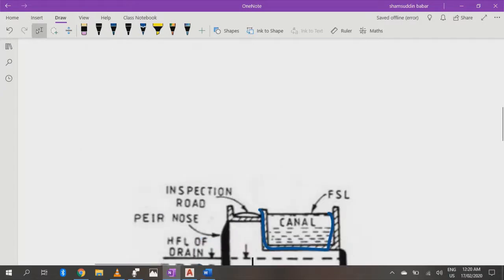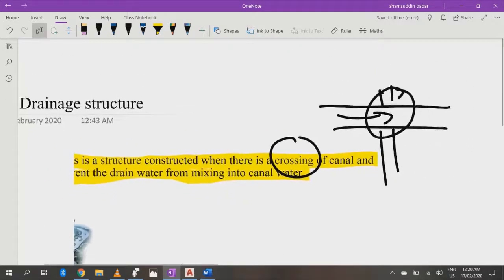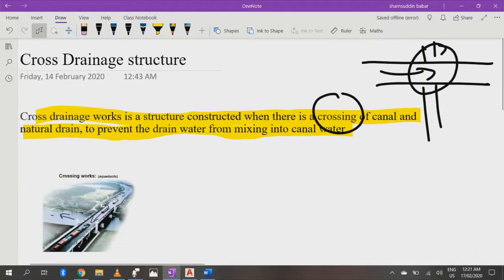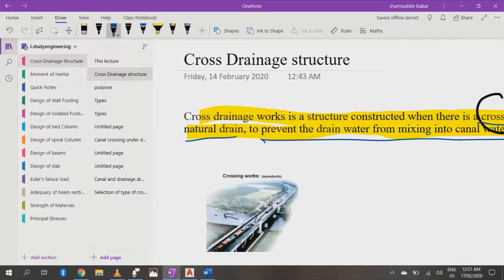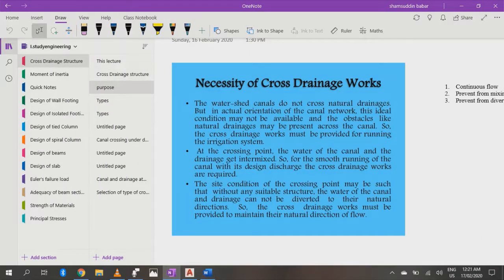So what is a cross drainage structure? It is a crossing of canal and natural drain, to prevent the drain from mixing into the canal. Now what are the purposes of providing a cross drainage work?